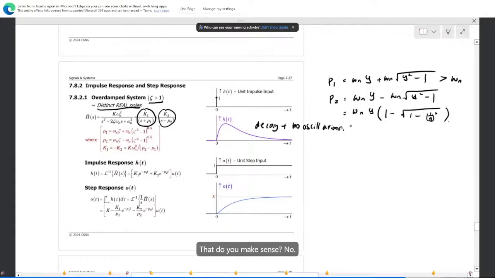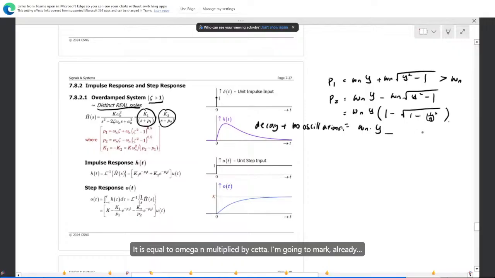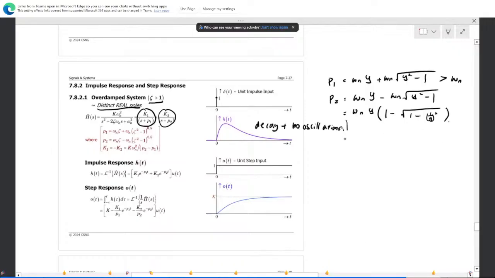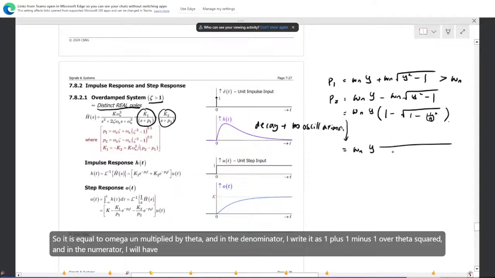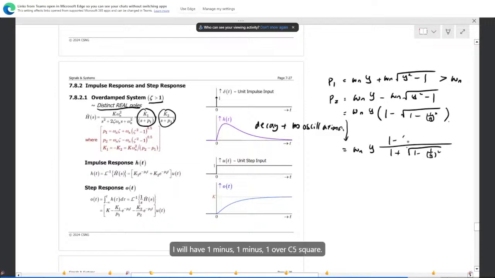Does it make sense? Okay. Now, it is equal to omega n multiplied by theta. I'm going to write it. So it is equal to omega n multiplied by theta. And in the denominator, I write it as 1 plus the square root of 1 minus 1 over theta square. And in the numerator, I will have 1 minus the square root of 1 minus 1 over theta square. I think it's this. Okay.